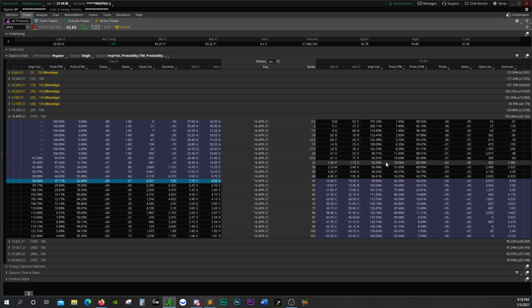When I'm shorting options, so I'm getting paid when I sell a position, I need this number to be higher than the fair price, if that makes sense.